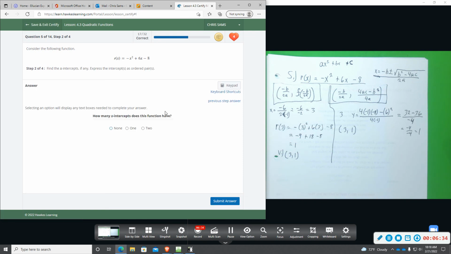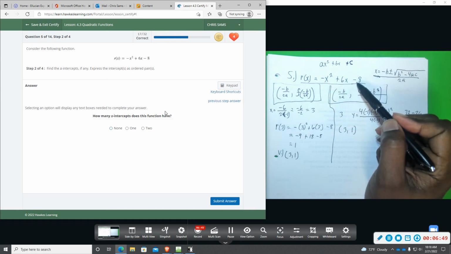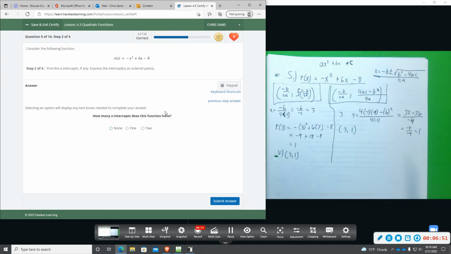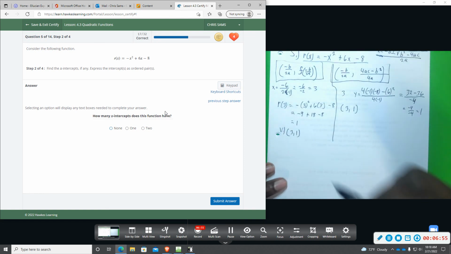All right, so now after we do that, we want to find the x-intercepts. So finding the x-intercepts, we want to either do the quadratic formula, or we can try to see if this problem will factor. I think factoring is going to be the easiest way to do it. So we're going to try to factor this guy.